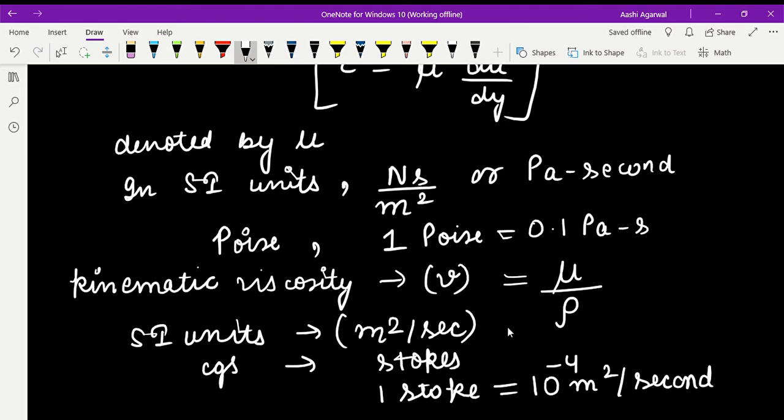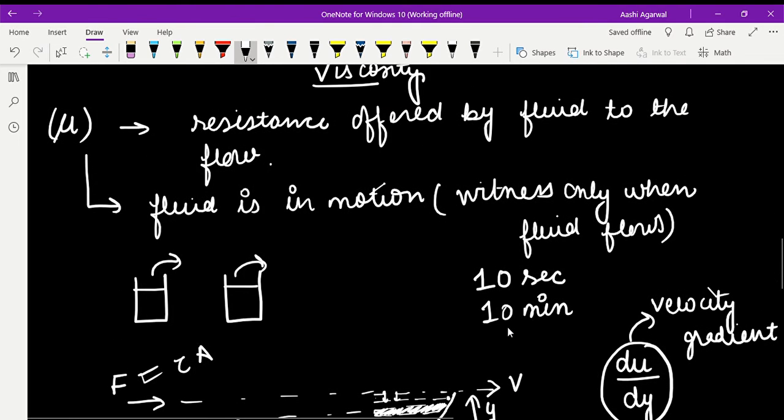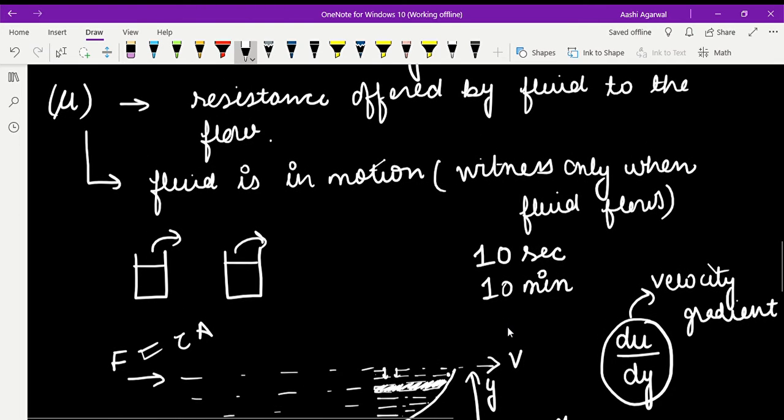So here I'll repeat what we have discussed in this property, that is viscosity, which is nothing but the resistance that is offered by the fluid to the motion. This property is only observed when the fluid is in motion. Then we discussed the example of honey and water. Definitely honey has more viscosity because it shows more resistance to the flow. If you allow both honey and water to flow, honey will cover less distance in the same time. So that shows that honey is more viscous.